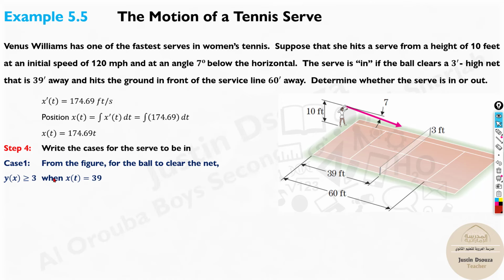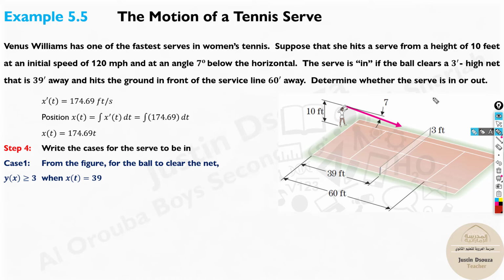So now there are conditions. At this horizontal distance of 39, what must be the height? It must be greater than or equal to 3. And at 60, it must touch the ground before 60.